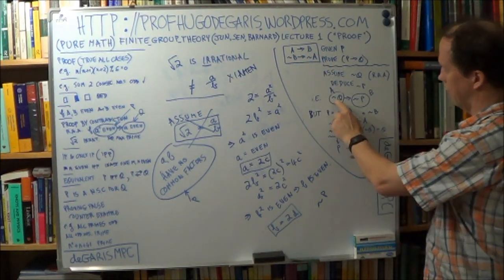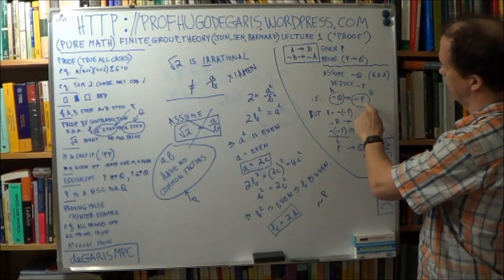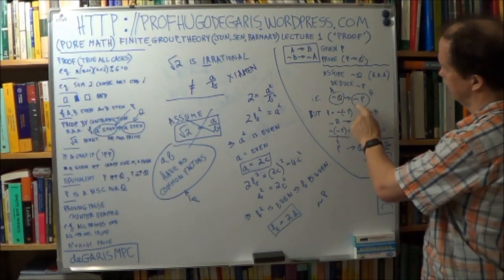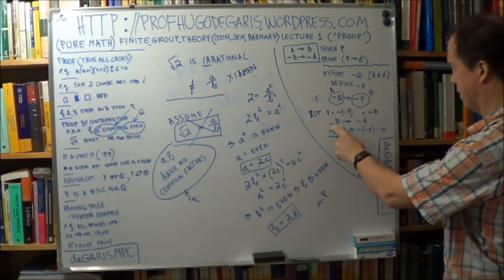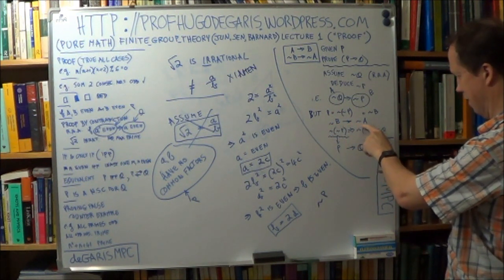So if I let that be statement A, I let not Q be A, and I let not P be B, and so I've got this here, right?